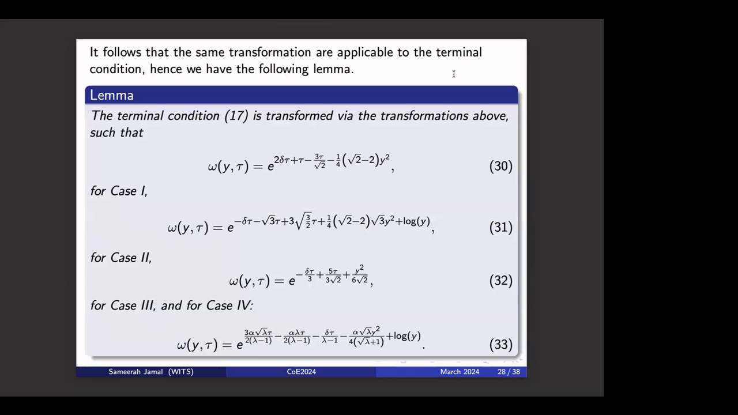You could use exactly the same transformations of the dependent and independent variables on your terminal condition that was given for the model. And you would have four transformed terminal conditions, one for each case. If we look at this as an initial condition, you would put tau equals 0 and come up with initial conditions.